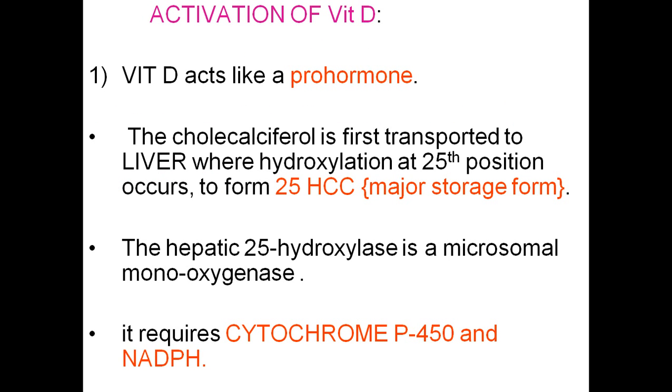Now, how does activation of vitamin D take place? This vitamin D acts like a prohormone. It means this is a vitamin which is essential for the body, but it functions like a hormone. Actually it is not a hormone but acts like a hormone, so it is called a prohormone.